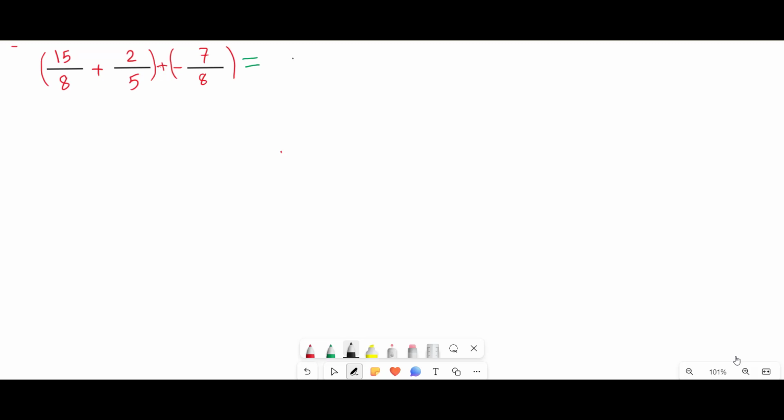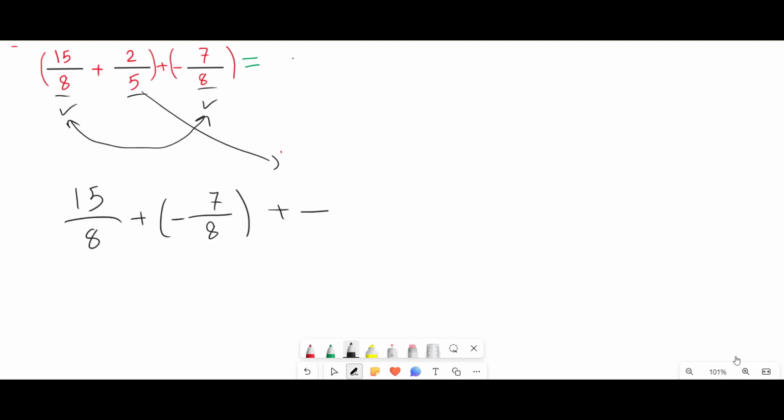First, we check denominators. If all denominators same, we can start all together. But now I have only 2 fractions have the same denominator. It's better to start with the fractions that have the same denominator. Then what should we do? It's like you put it together beside each other. 15 over 8 here. This is 7 over 8, but it's negative. Copy it same with its sign, like this. What about this? Put it at the end here.